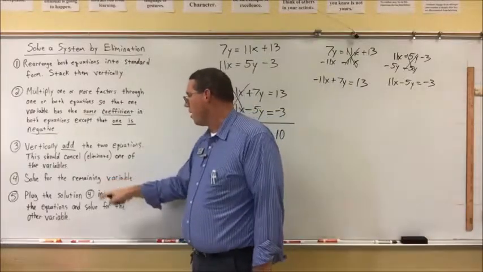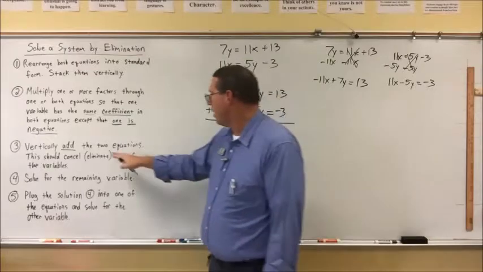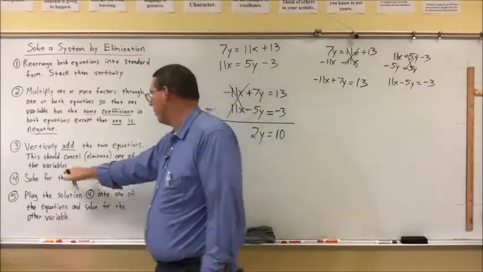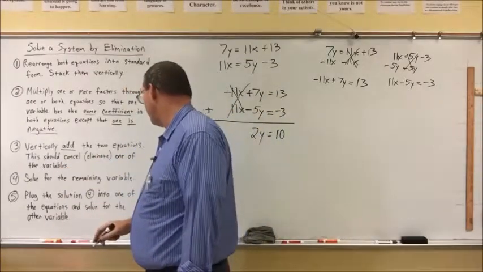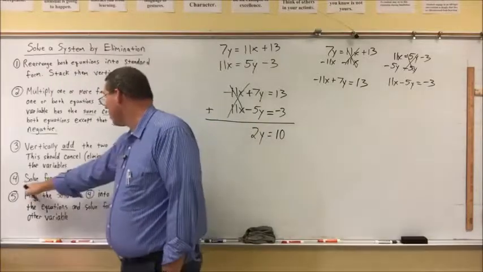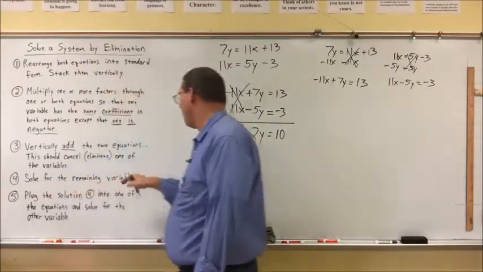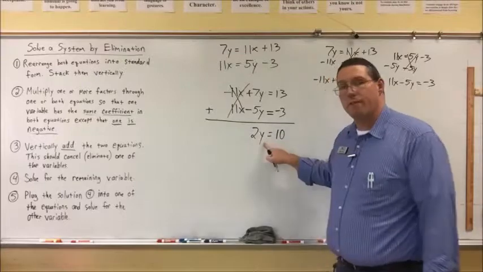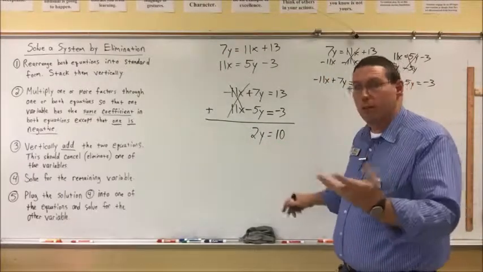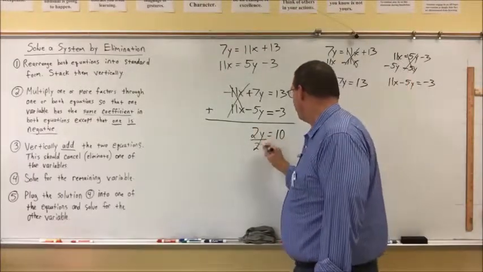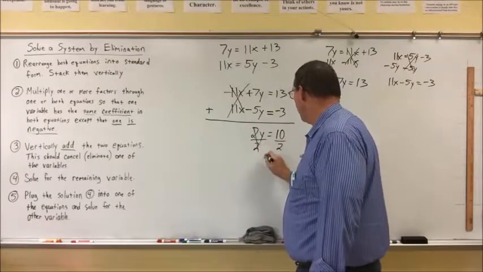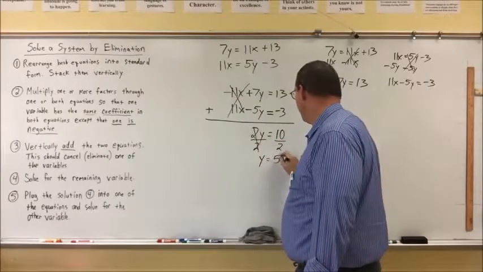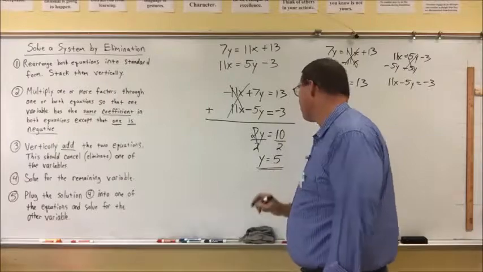And then step 4 says, solve for the remaining variable. Oh, I forgot to put on here, step 3 should cancel one of the variables. So this is the remaining variable. There's only a y left, so we can solve for it. Divide by 2, and we get y is equal to 5. So that's half of our solution.